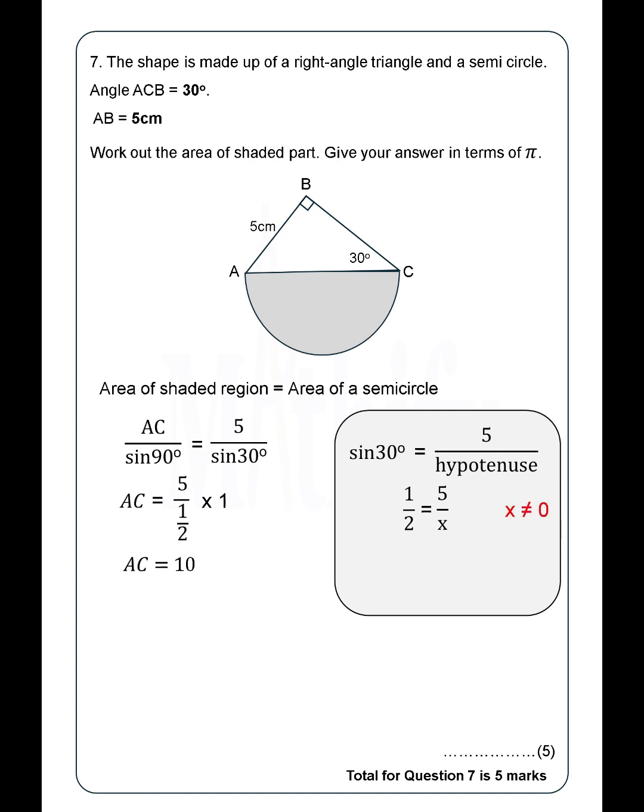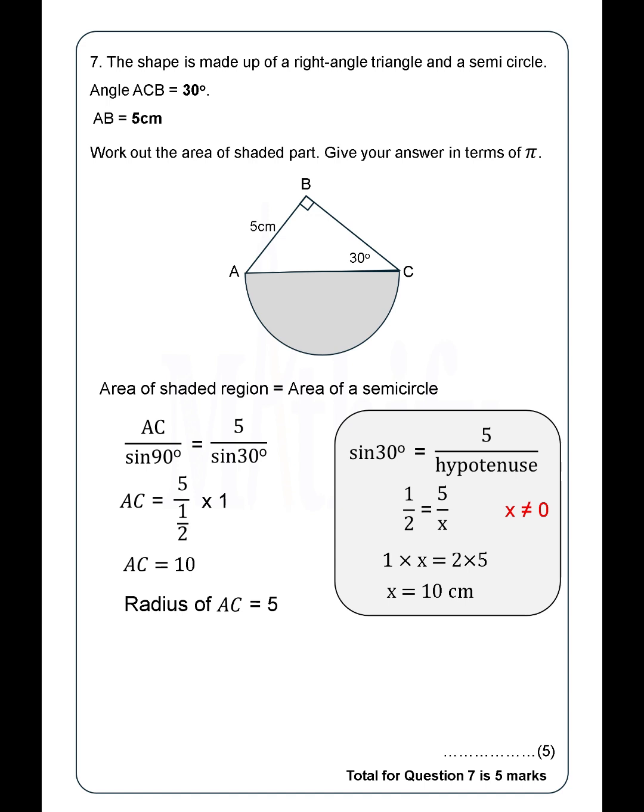So to work out x, 1 times x is equal to 2 times 5. So cross multiply. So x is equal to 10. So AC is equal to 10 centimeters. And as you can see, based on both methods, they're matching each other. So as mentioned earlier, it doesn't matter what method you use, as long as your AC value is the same, that's what matters the most.